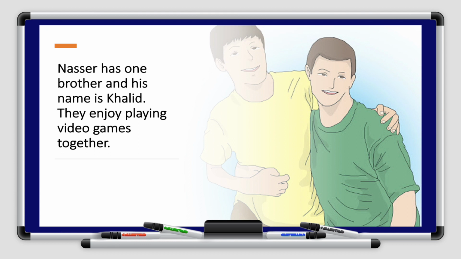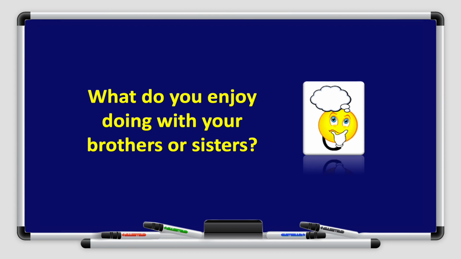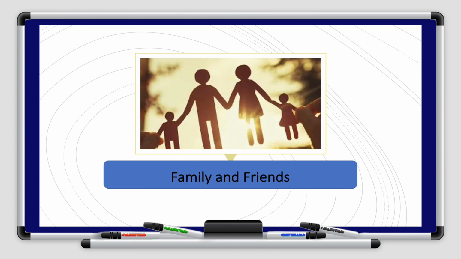Let's see here. Nasser has 1 brother and his name is Khalid. They enjoy playing video games together. So what do you enjoy doing with your brothers and sisters? Do you like to paint together? Do you like to swim together? Do you like to play football together? Okay, now let's go to the vocabulary words of topic 1, and that is family and friends.